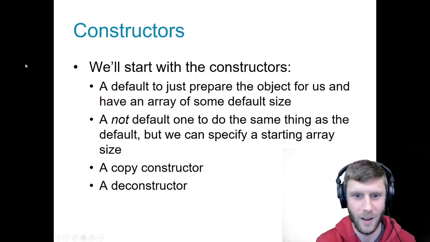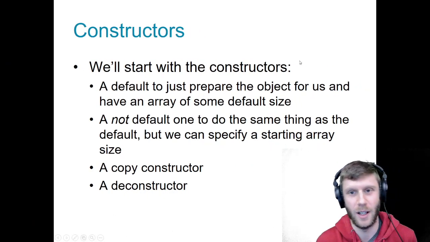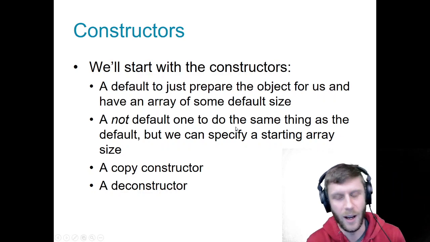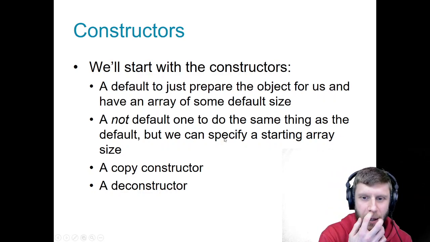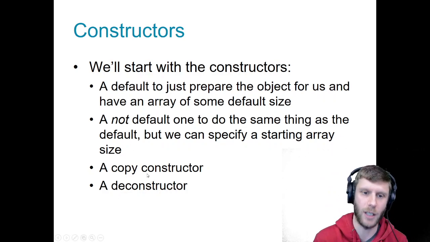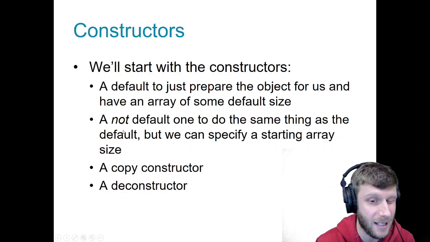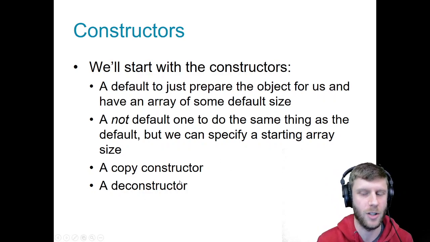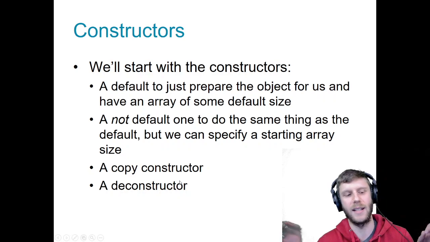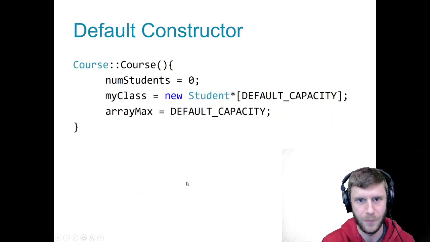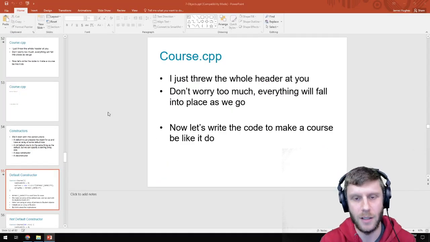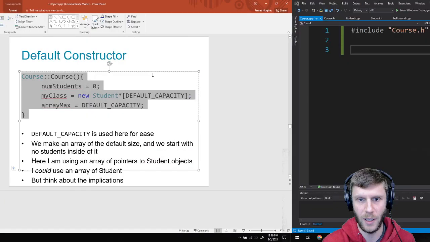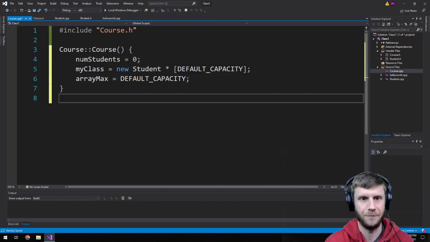Yes, okay. All right, so we're gonna build our constructors. Our default, our not default, which will basically be the same thing, but we'll start with a starting array size, and then we'll have our copy constructor and a deconstructor. But we're going to want to probably do our copy constructor later, once we get a sense of how things are going to fit together. So here's the default constructor. I'm just going to copy this because I'm super lazy, and let's talk about what's going on.